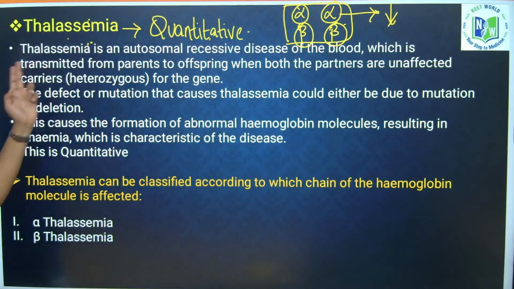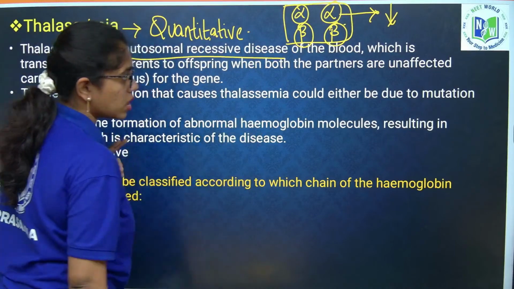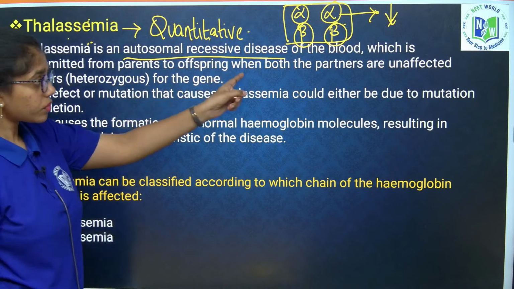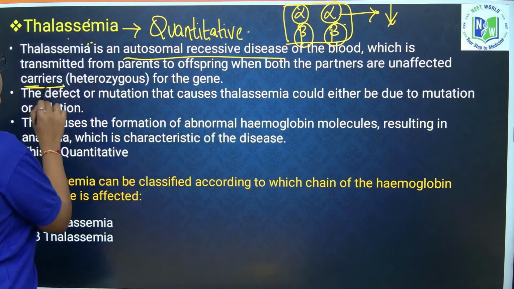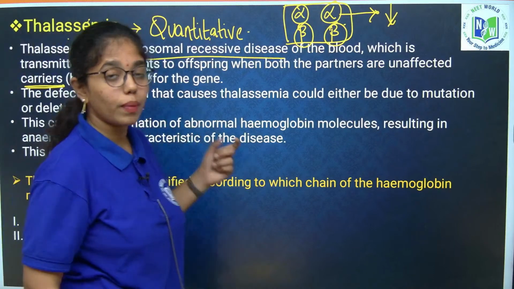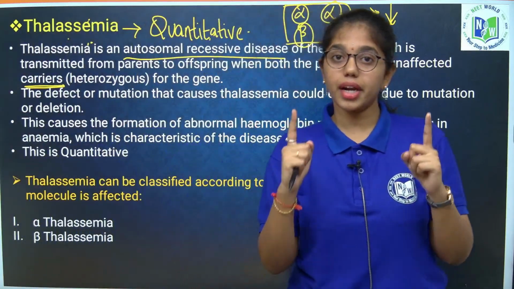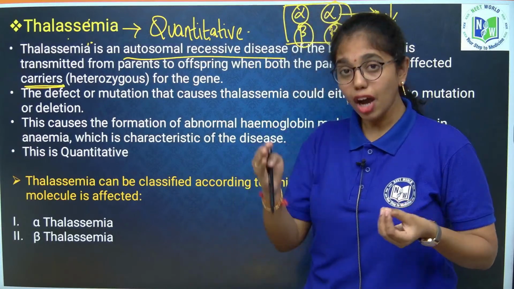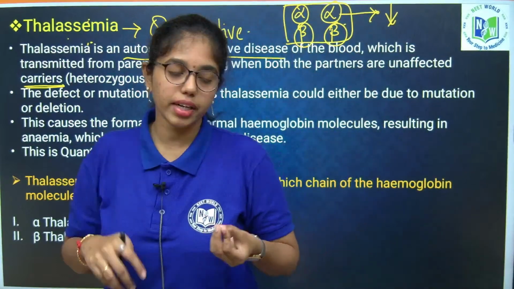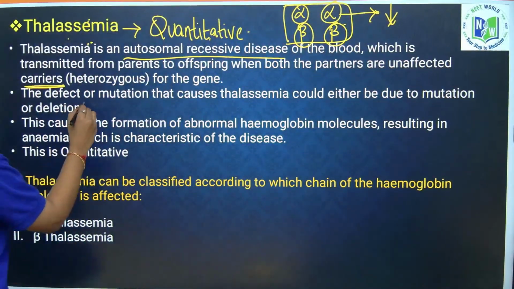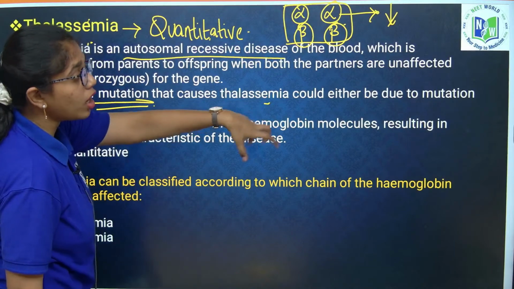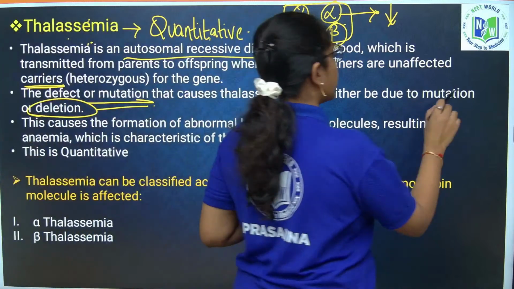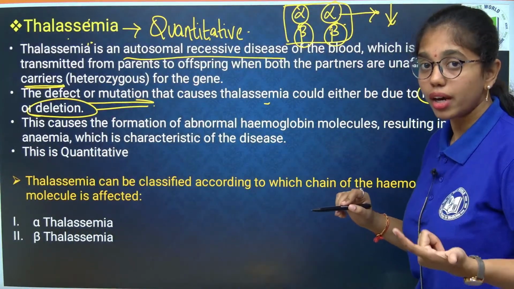Now if you see thalassemia, it is again an autosomal recessive disorder of the blood which is transmitted from parents to offsprings when both the parents are unaffected carriers. As this is autosomal, if two parents are unaffected and acting as carriers, definitely the offsprings of those parents are affected. Next, the defect that causes thalassemia could be due to mutation or deletion.